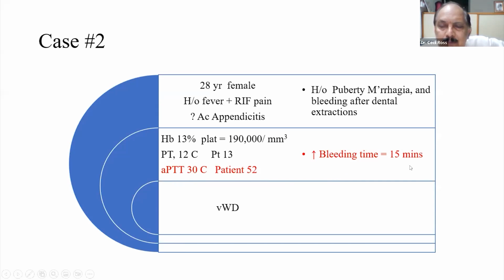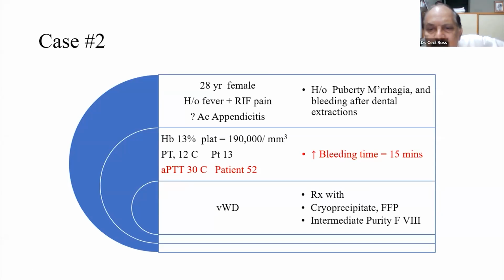And the bleeding time is prolonged because, as I told you, the glue between the injured endothelium and the platelet is the von Willebrand factor. So therefore the bleeding time is prolonged. All right. So in this case, we have to treat the patient with cryoprecipitate or FFP, but normally we don't use cryoprecipitate or FFP nowadays.